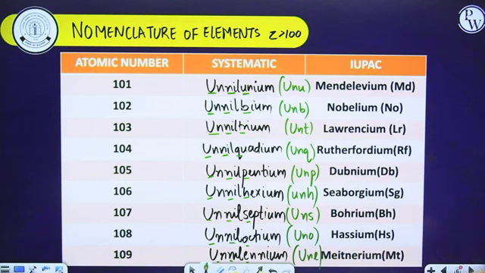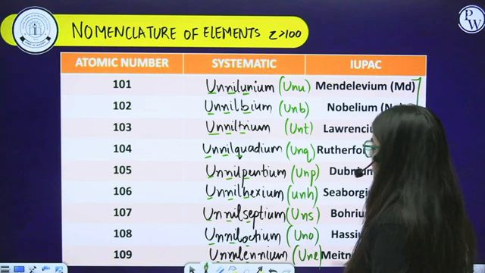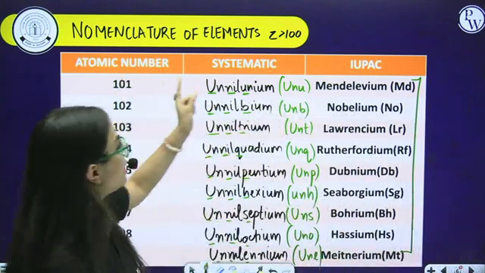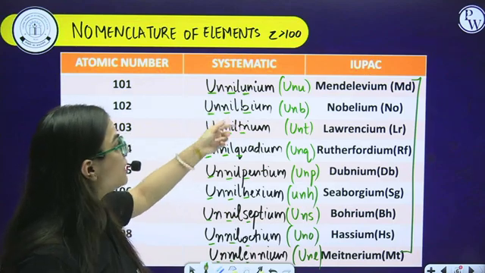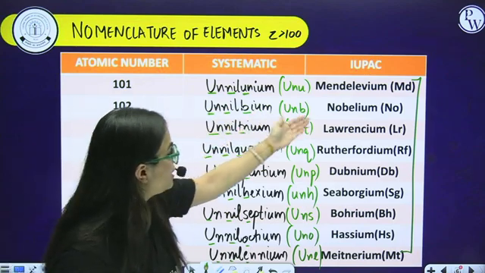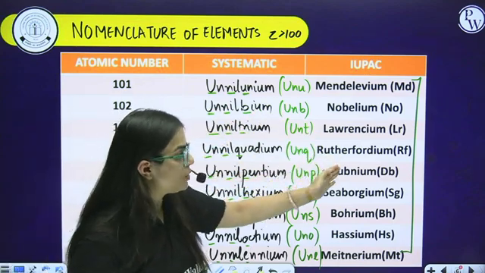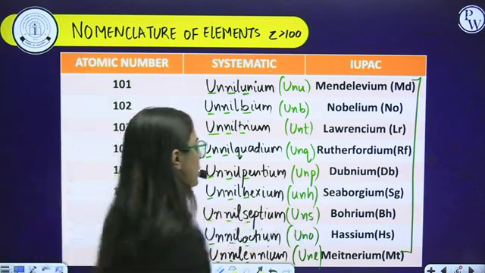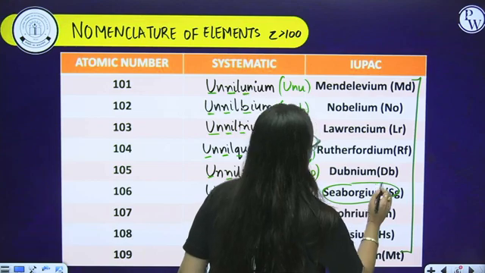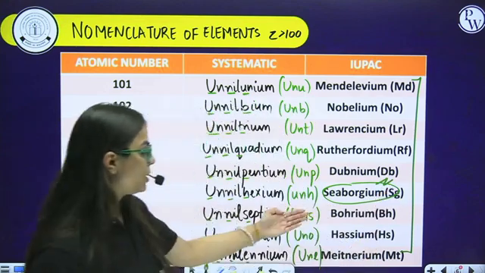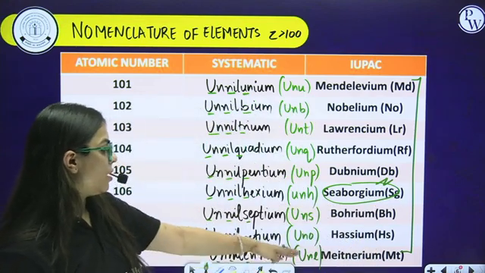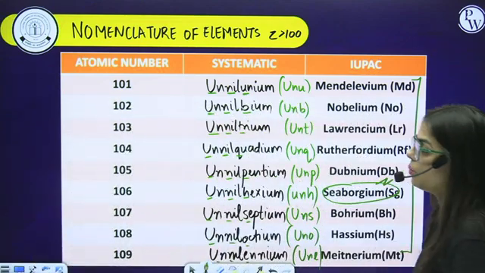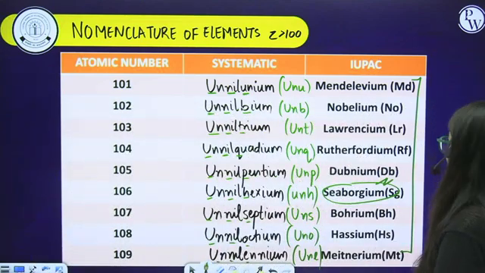Yes, everyone. So these are the names which were further discovered and provided to them. That was for 101, in general, it is Mendelevium. Then for 102, it is Nobelium. Then Lawrencium, Rutherfordium, Dubnium, Seaborgium. One of the questions you will observe from this in the NCERT text as well. Then Bohrium, then Hassium, then Meitnerium. Clear, everyone? So these are the nomenclatures till 109.